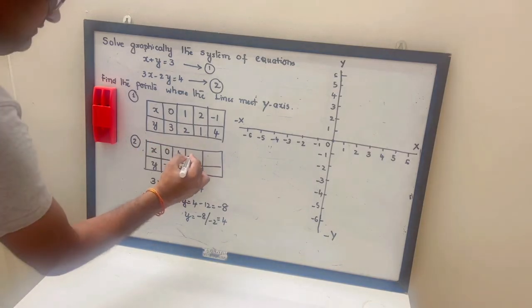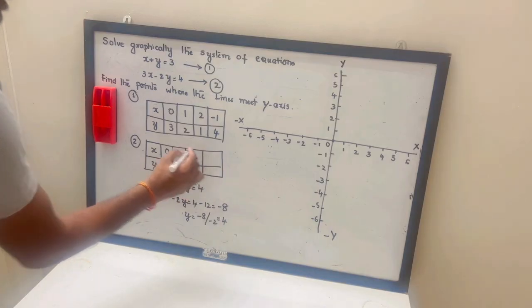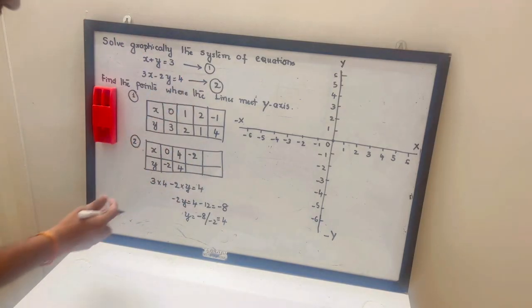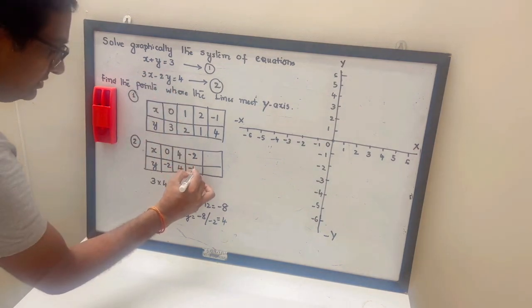Similarly, you can take another value, let us take it as minus 2. 3 into minus 2 is minus 6. If it goes to that side, it will be 10. So 10 divided by minus 2 will be minus 5.